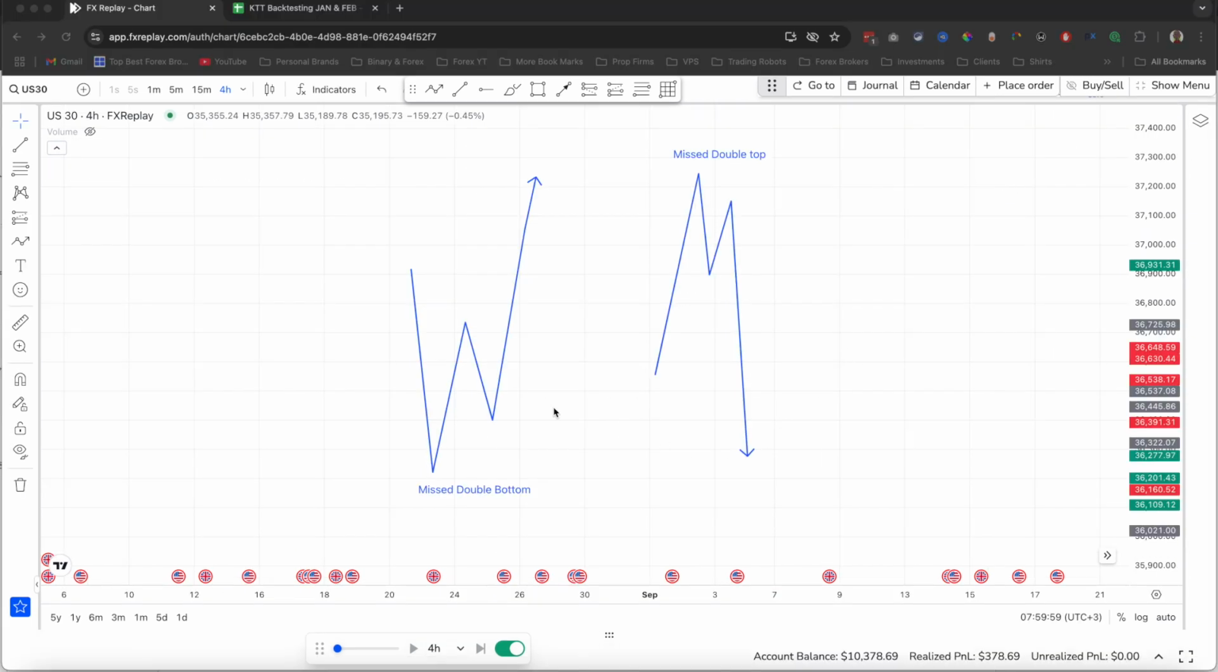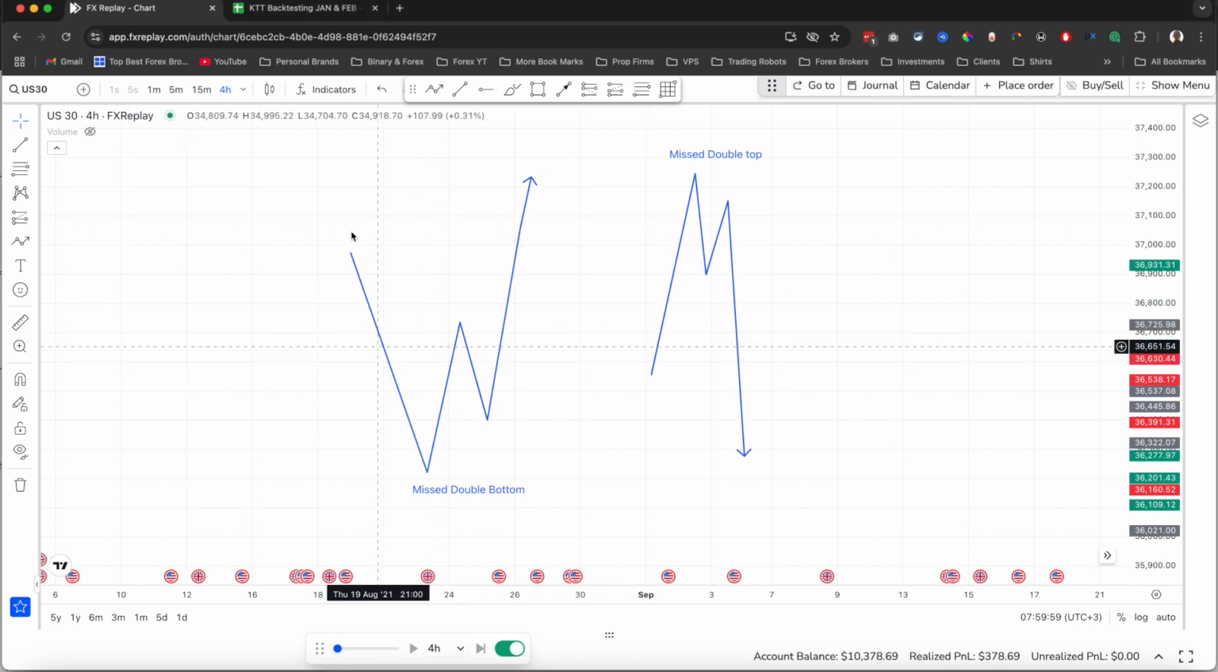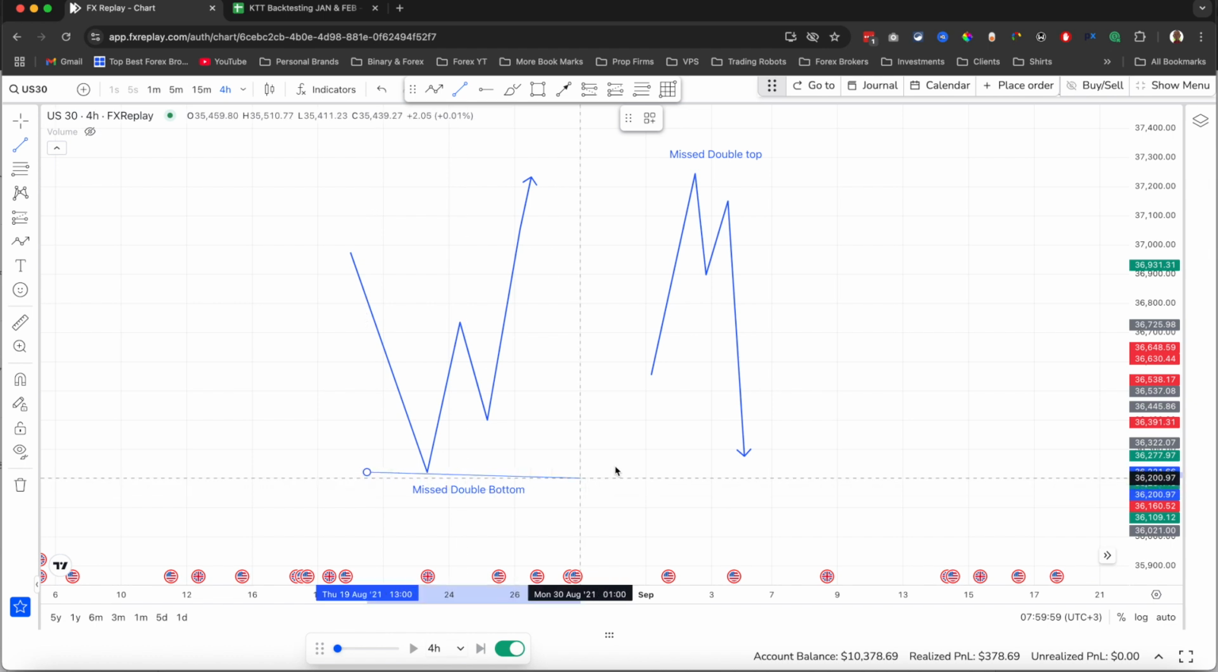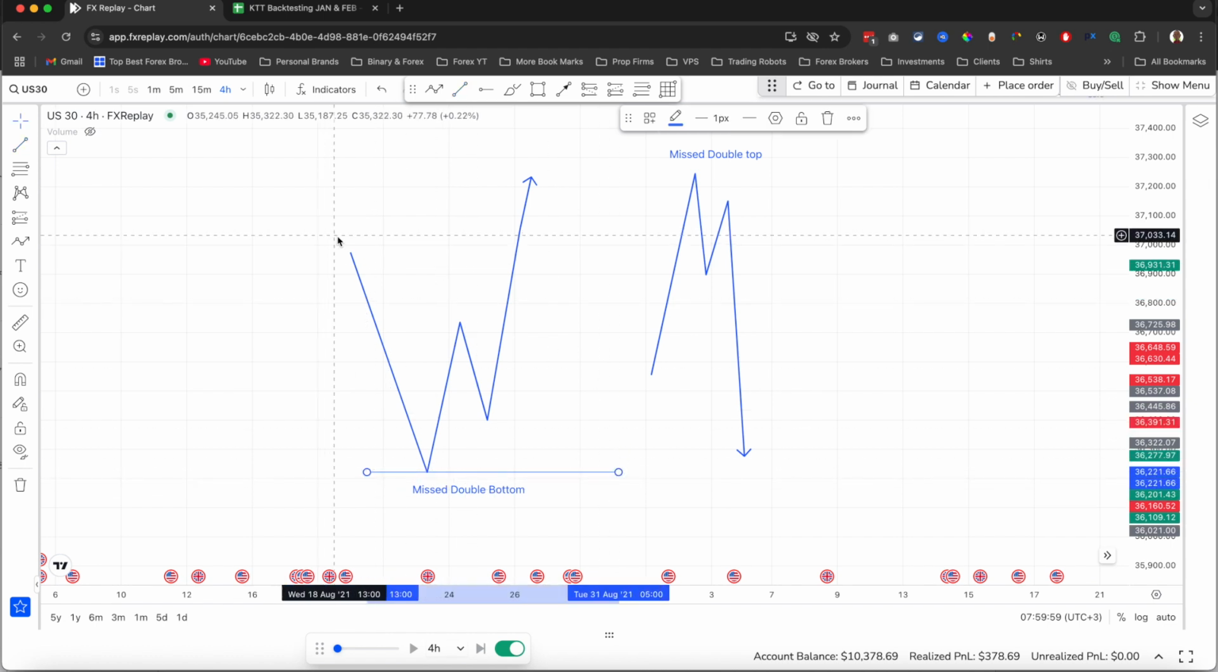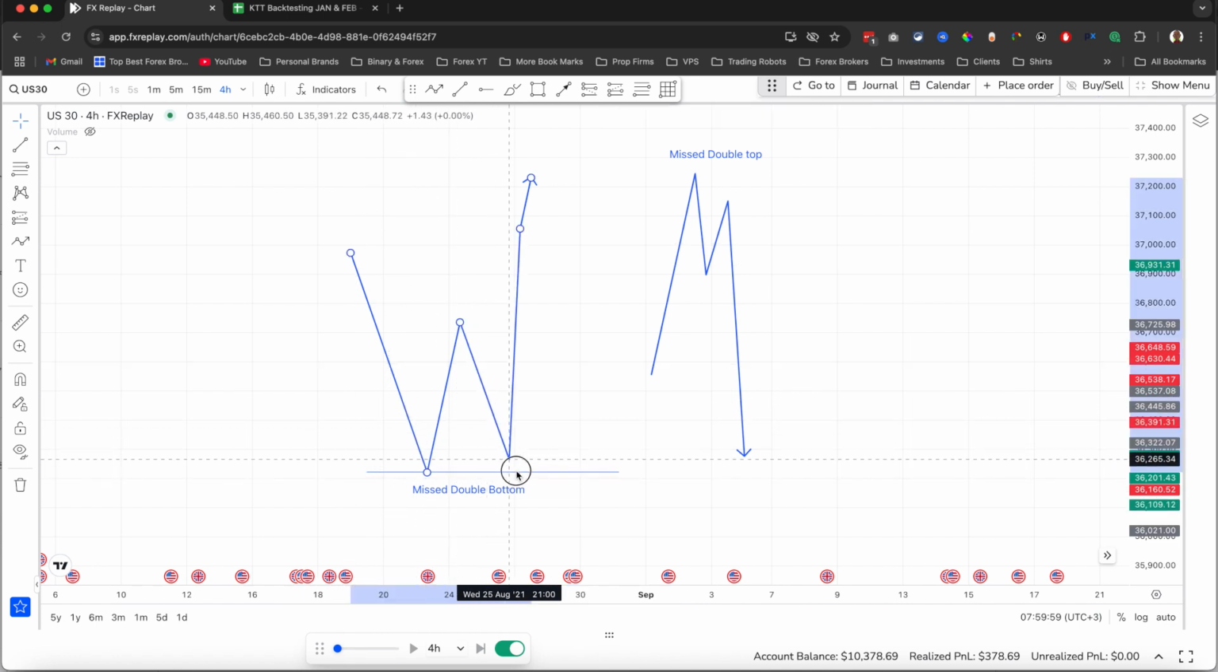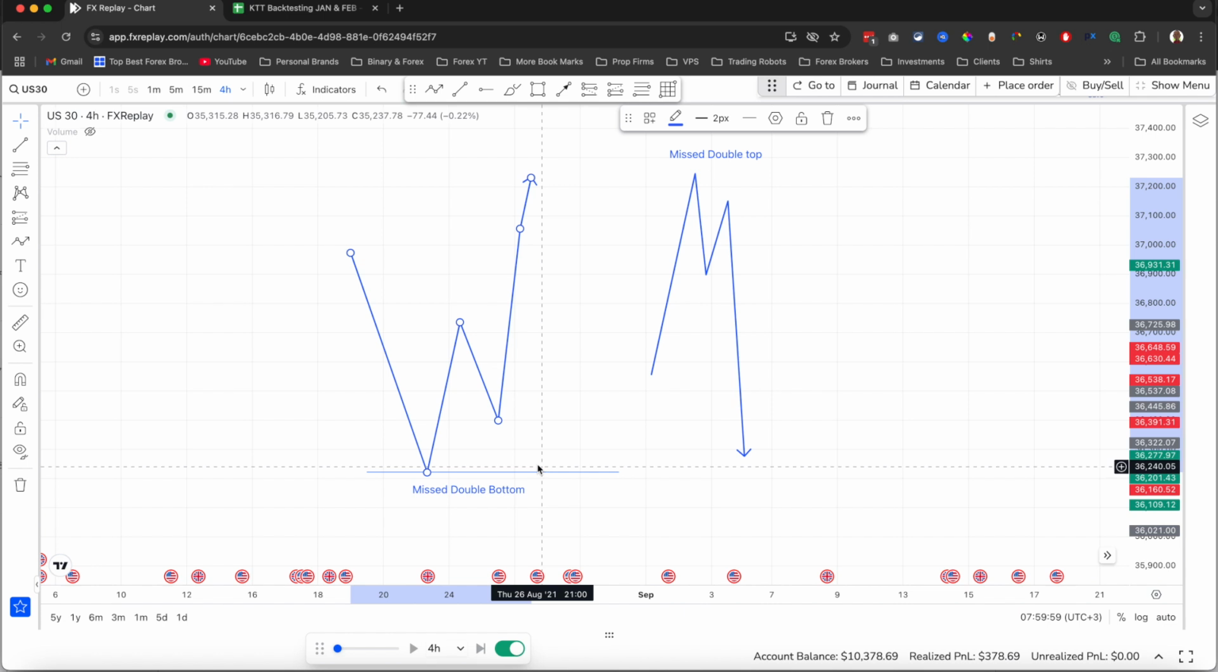Another pattern is the missed double top and the missed double bottom. So with this one, the other pattern that we have is the missed double bottom and the missed double top. There is a bottom here, right? And instead of the price coming down and creating a double bottom, you see that the price goes up without creating this bottom. So that means the price is on a higher pace.